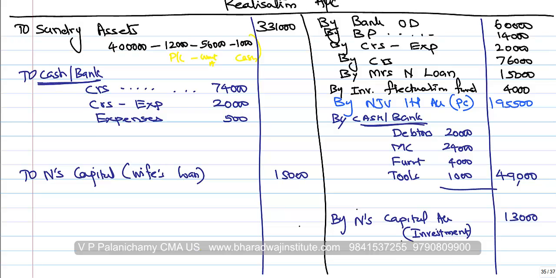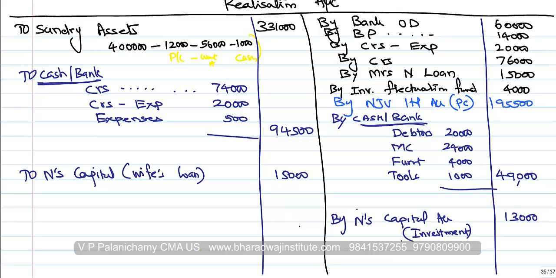What about the investment fluctuation fund? It is not a liability, it is a specific reserve. You need not pay to anyone. Ensure this is done, then record the closing. How much is the total amount? 94,500. Now close the realization account.